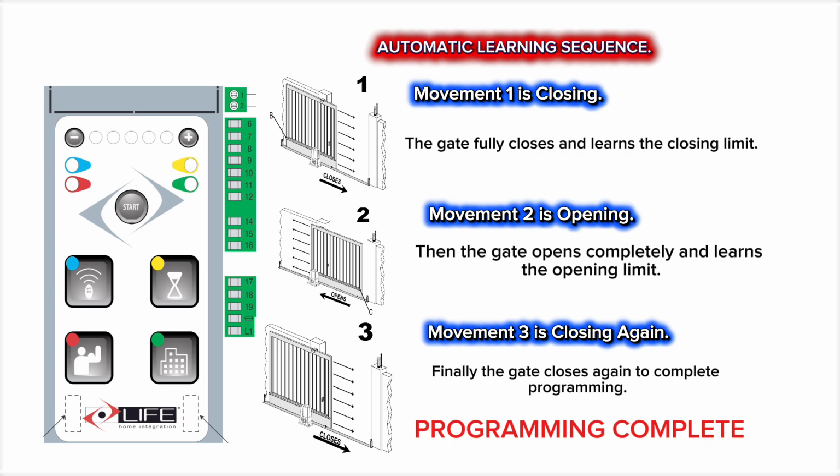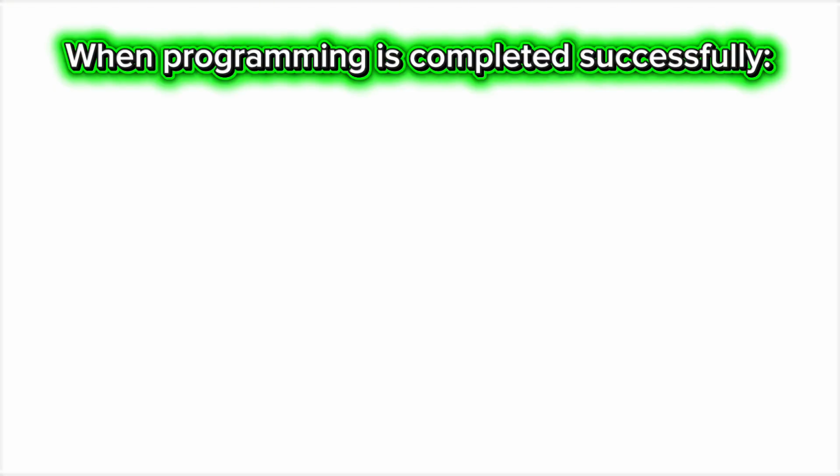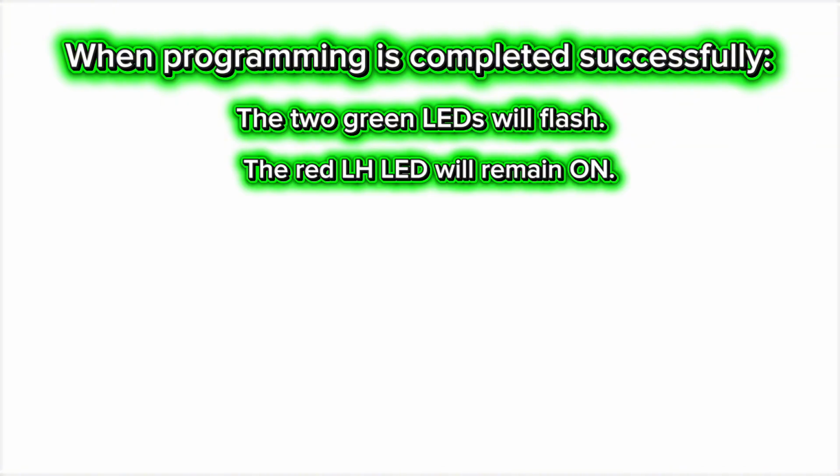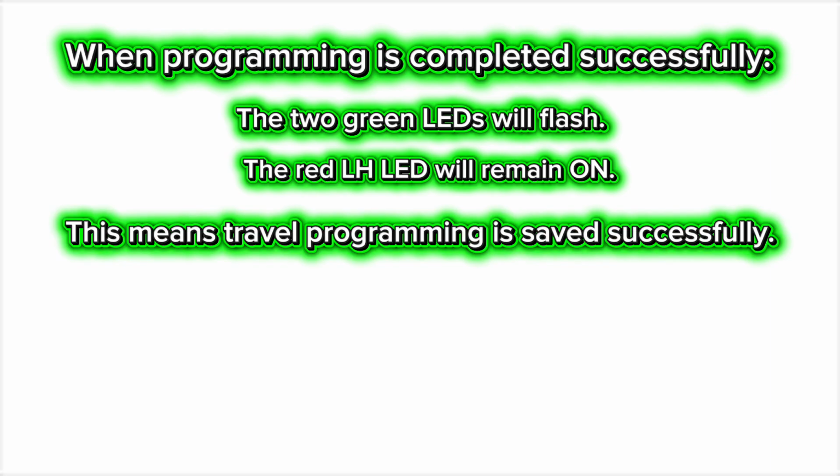Programming complete. When programming is completed successfully, the 2 green LEDs will flash. The red LH LED will remain on. This means travel programming is saved successfully.